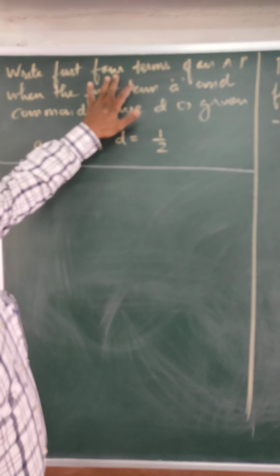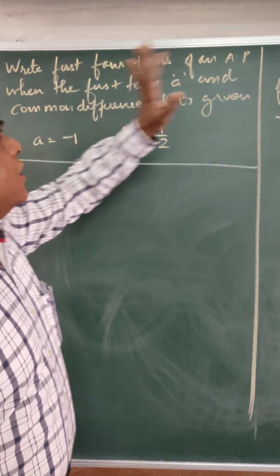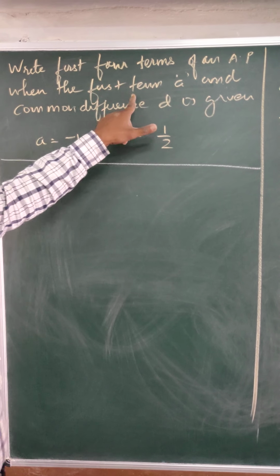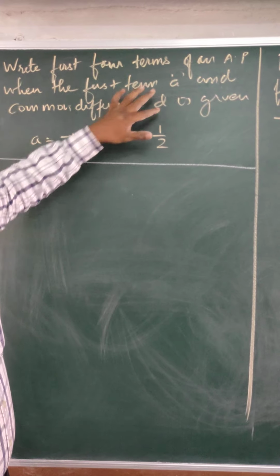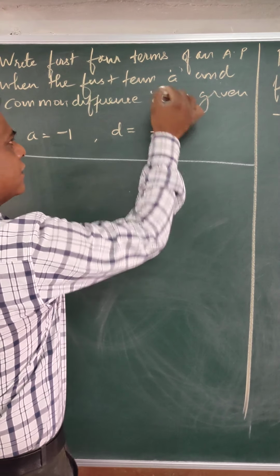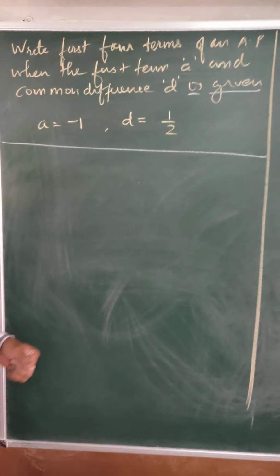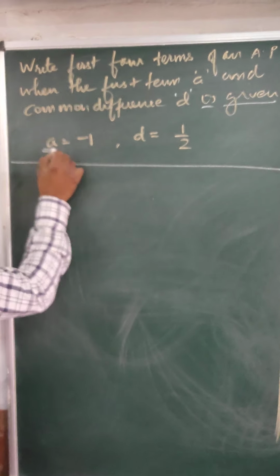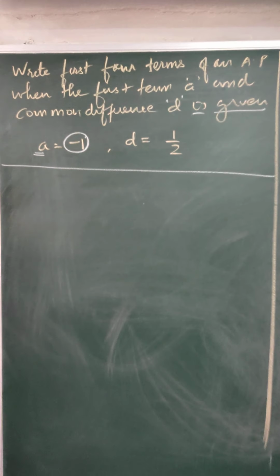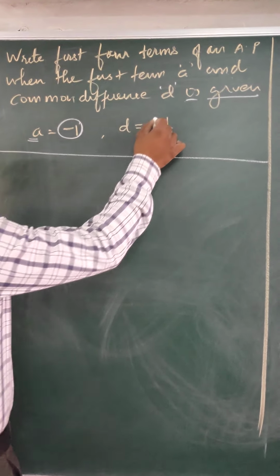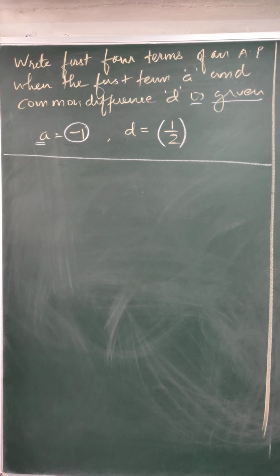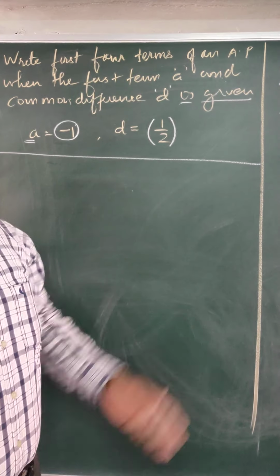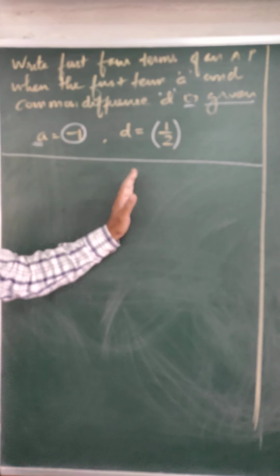Write the first four terms of an AP when the first term, denoted by A, and the common difference, denoted by D, are given. In this question the first term A is given as -1, and the common difference of the AP is also given, that is 1 by 2. The question says that you have to find the next four terms. That means you have to find the second term, third term, fourth term and fifth term.